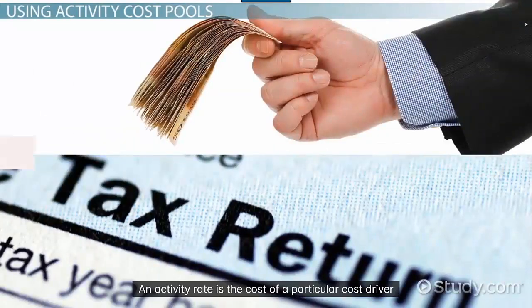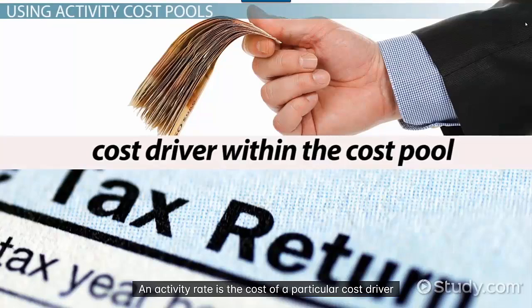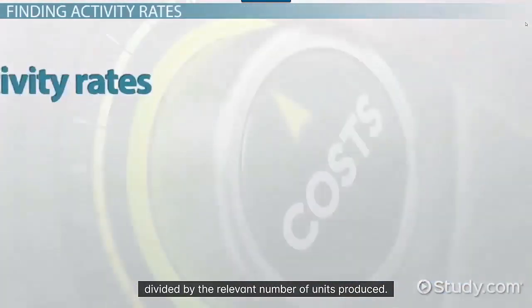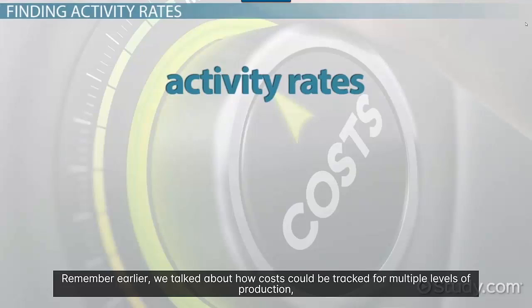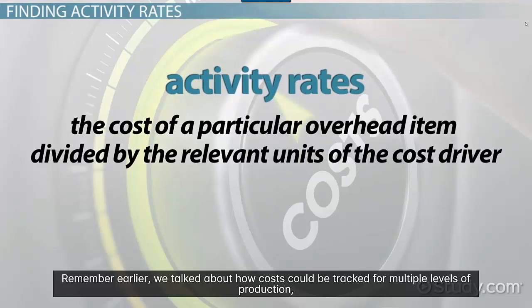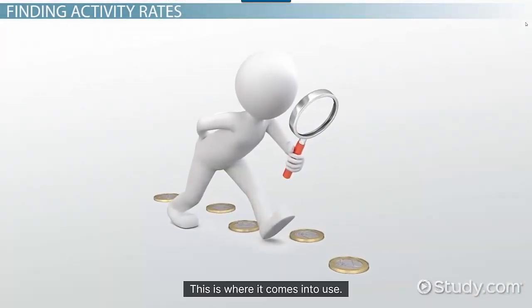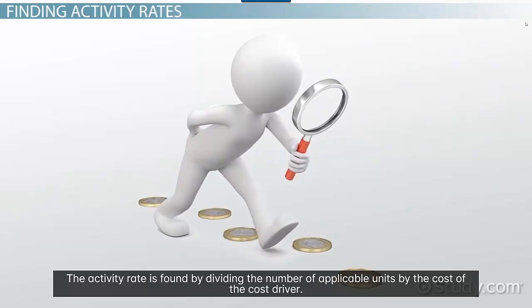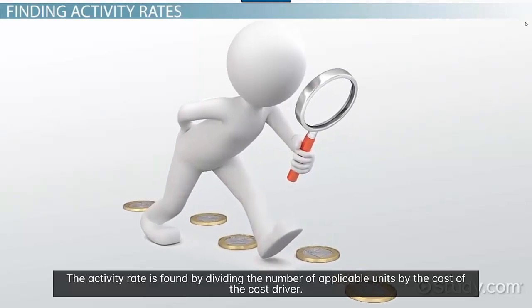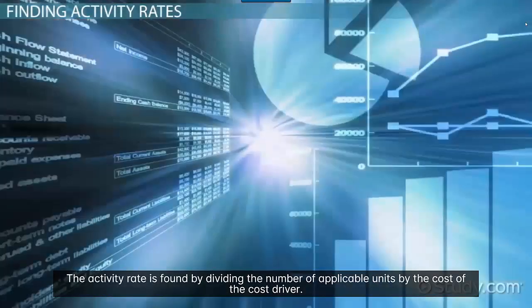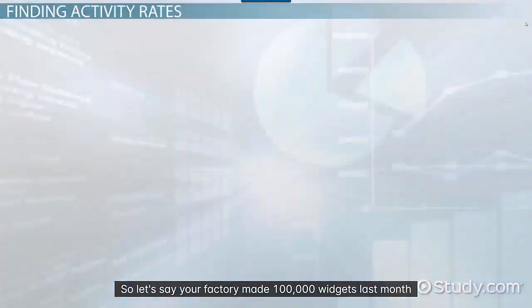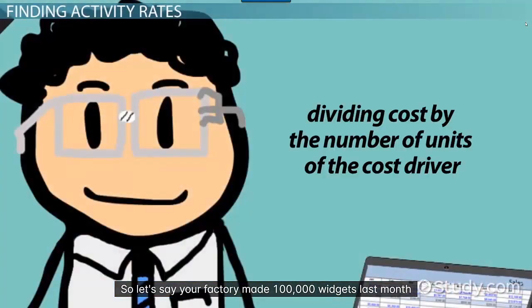Either one of these can be a cost driver within the cost pool of the accounting department. Next, we have to find the activity rates. An activity rate is the cost of a particular overhead item divided by the relevant units of the cost driver. Remember earlier we talked about how costs could be tracked for multiple levels of production, or by the unit, batch, product line, or facility? This is where it comes into use. The activity rate is found by dividing cost by the number of units of the cost driver.